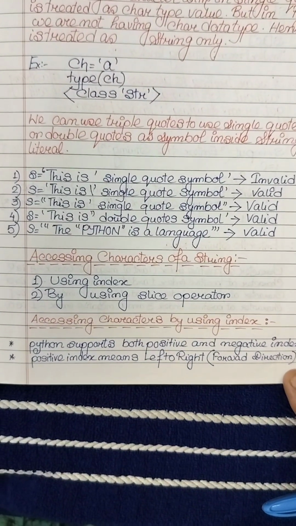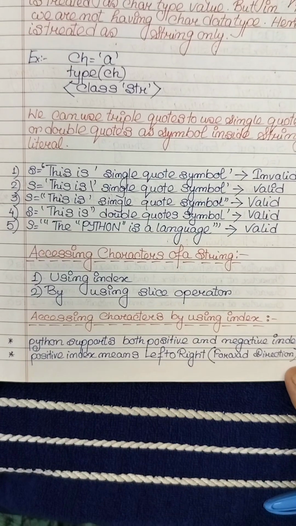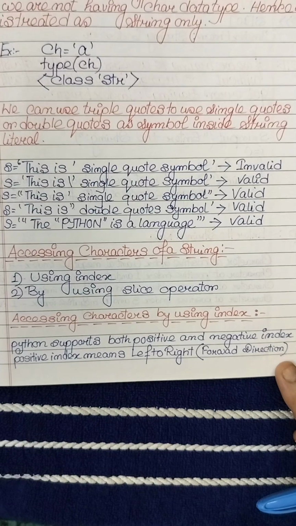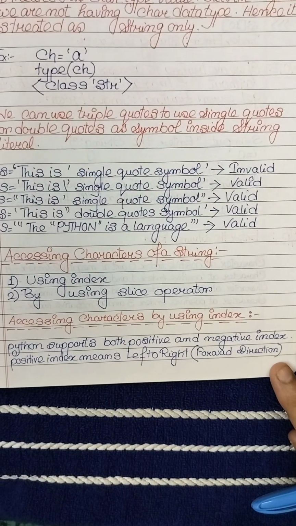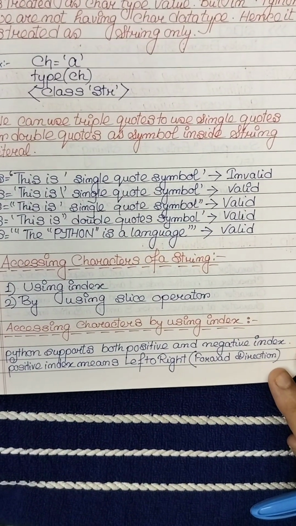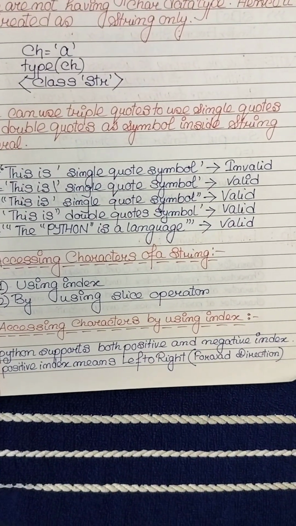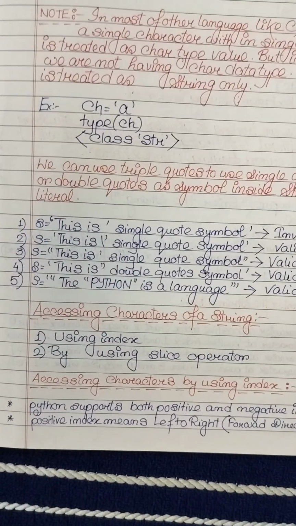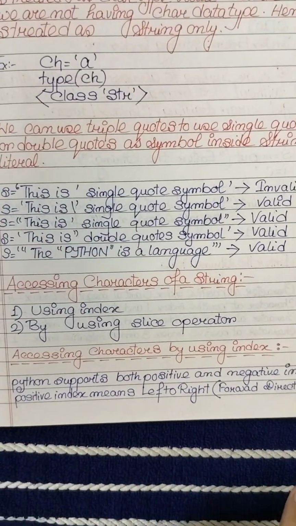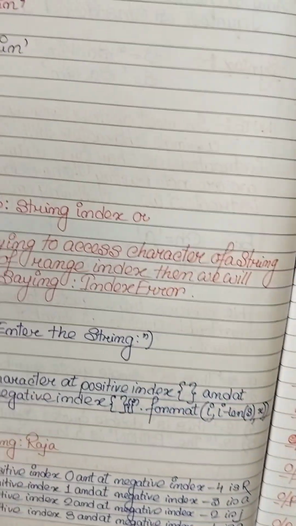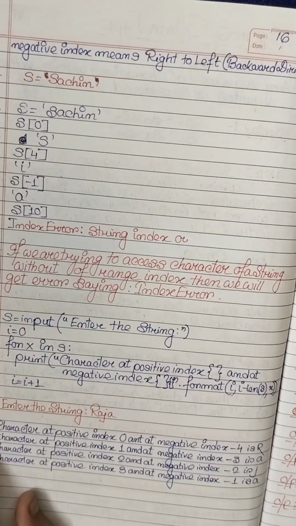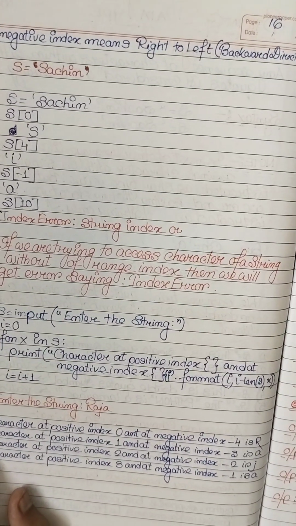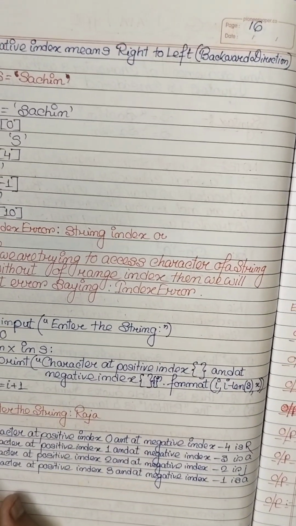For accessing characters by using index, there are some characteristics. Python supports both positive and negative index. Positive index means left to right, the forward direction. And negative means right to left, from your right hand side to left hand side, that is called the backward direction.